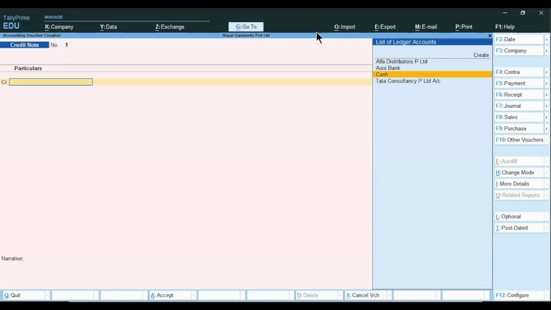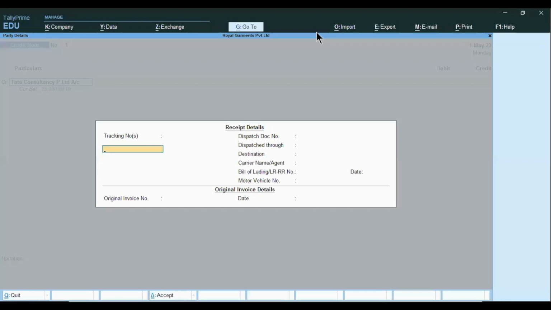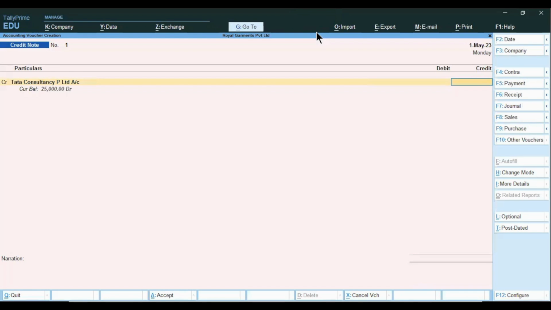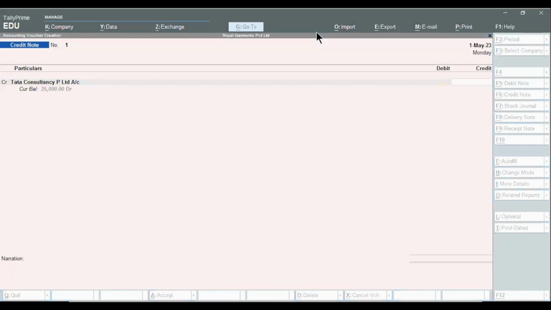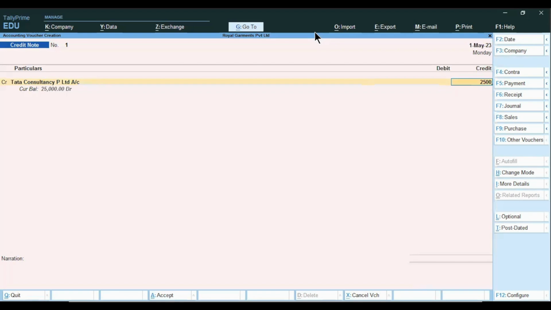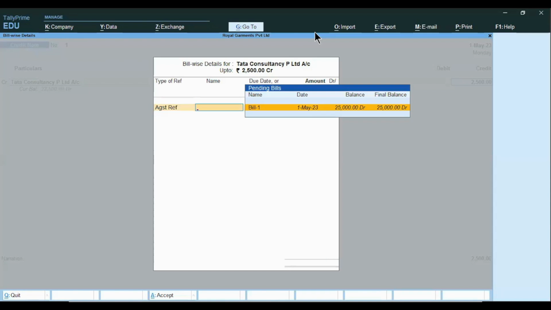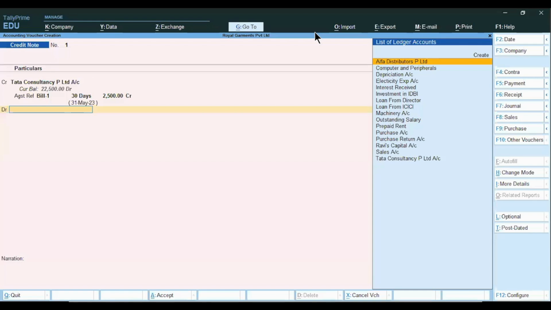So we have this party, Tata Consultancy Private Limited. Just press Ctrl A to accept everything. Party details Ctrl A, or you can change over here, and the amount is 2500. Enter. Against reference. So this sales return is against which bill? So bill number 1 that we already entered. So select that particular bill, enter.